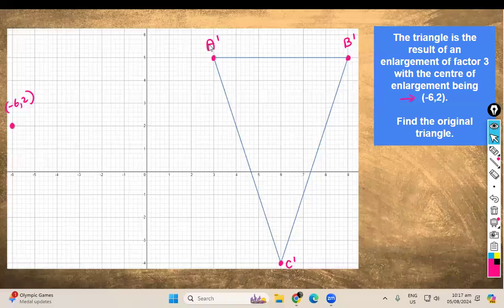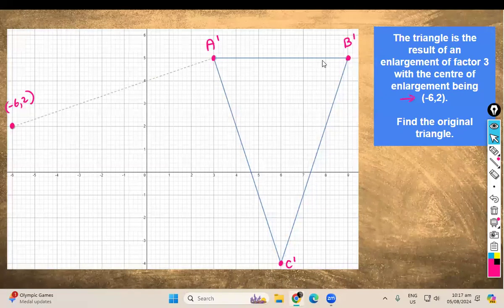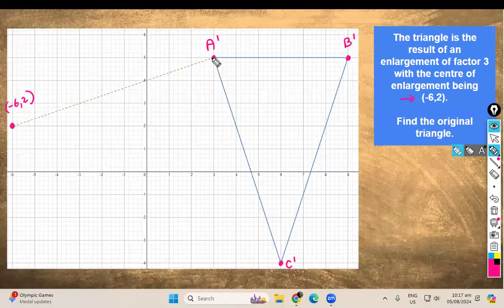We're going to connect each point back to the center of enlargement. I'm going to take point A and connect it to the center of enlargement. Some of you already predicted what's going to happen. You would measure the length of the line. Let's say we use our ruler and we got 18 centimeters. What are we going to divide the 18 by? Obviously, 3.